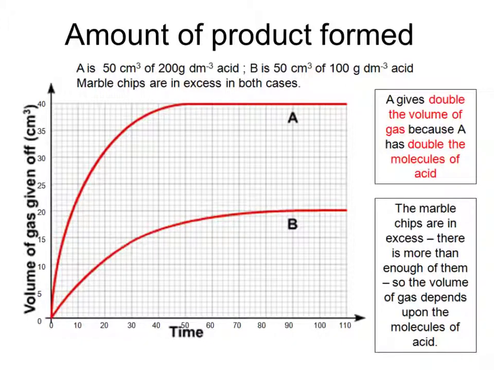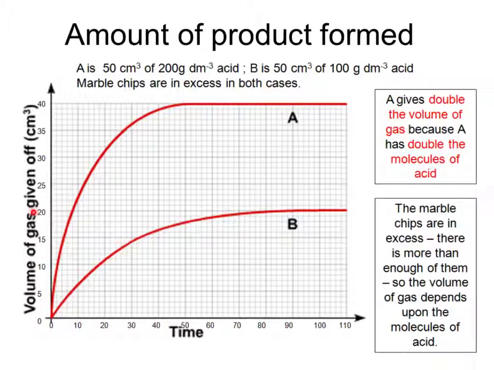For example, this is a reaction between hydrochloric acid and marble chips, which produce carbon dioxide gas. Solution A is a more concentrated solution at 200 grams per cubic decimeter of acid, whereas B is only 100 grams per cubic decimeter of acid, and they've got more than enough marble chips to react with. That means that the amount or volume of the carbon dioxide which is produced on the left hand side is going to be related to the concentration of the two acids.